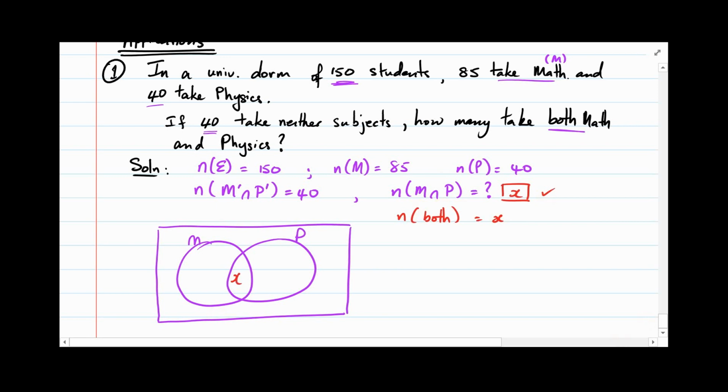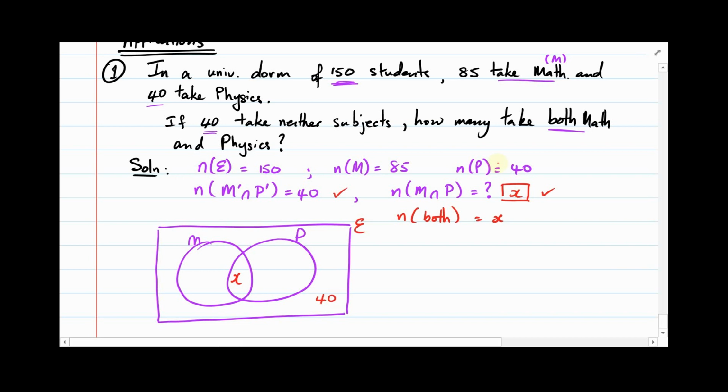So starting with the greatest overlap region, we can also put this in. That was 40 persons who take neither subject. And if we are dealing with the universal set, we know that in this total there needs to be 150.